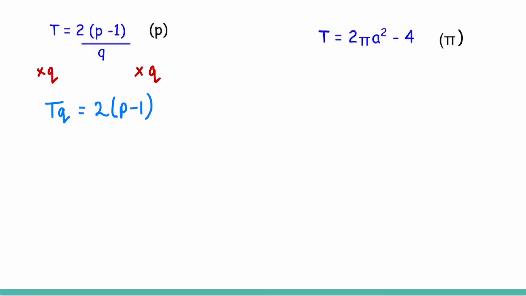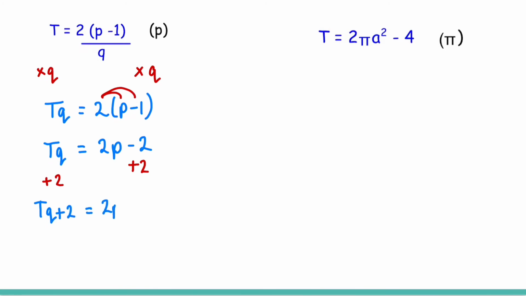Once we've done that, we can then multiply out the brackets. So TQ is equal to 2p minus 2. Then we can add on the 2. And that gives me TQ plus 2 is equal to 2p. And then at the end there, we're going to need to divide by 2. And that's going to give me my final answer of TQ plus 2 divided by 2 equals p.